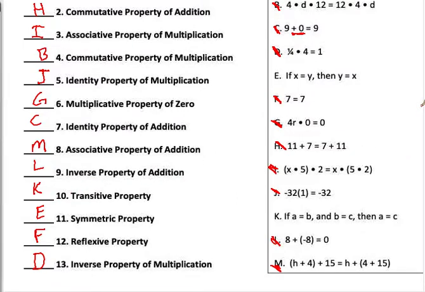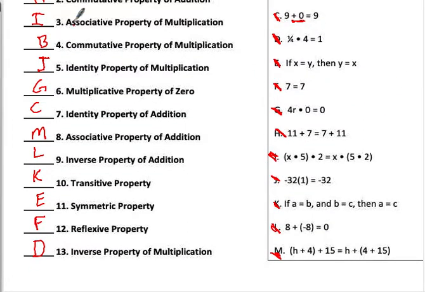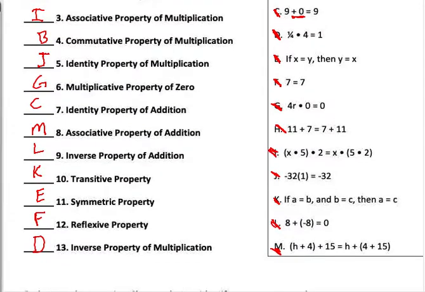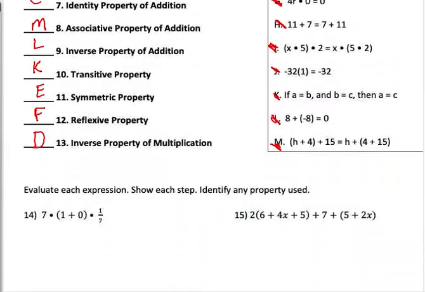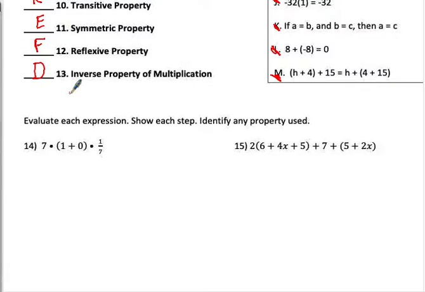All right. So same order of properties on your list. I didn't change the order of properties, but I did change the order of the examples. So you just need to make sure you get which example goes with which property. Evaluate each expression, show each step, identify any property used. So we've got to show the steps, identify the properties.